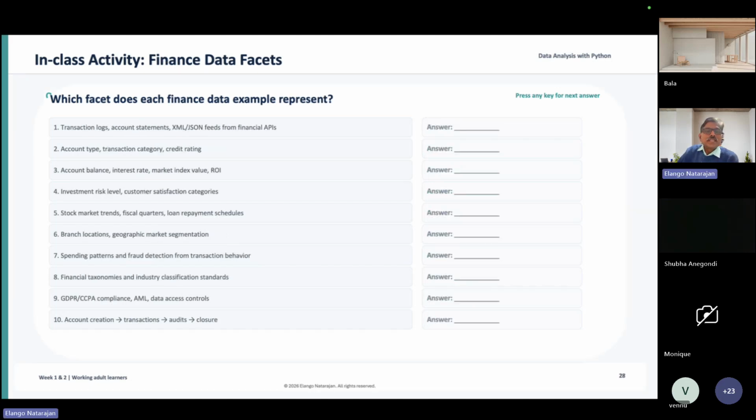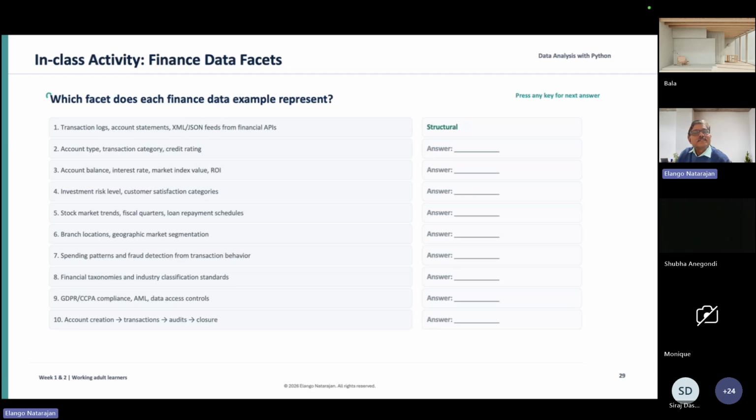The one I'm showing here is related to finance data. Transaction logs, account statements, XML, JSON fields: all this is structural? Semi-structured, because XML is semi-structured. Your answer is structural, but not exactly structured; it's semi-structural. I put structural because it's not only XML and JSON, we have an account statement as well. Account statement would be structural.